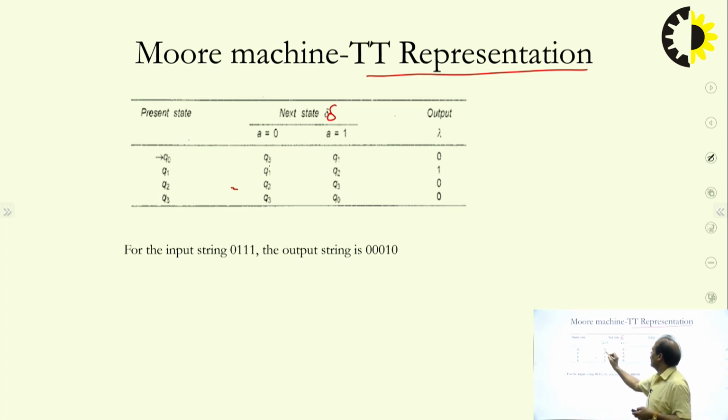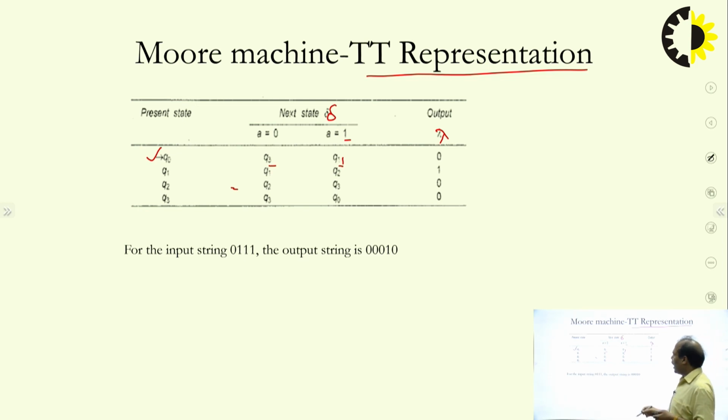Q0, 0, you are going to Q3. Same thing, input 1 is Q1. This is the delta which we have been discussing in DFA and NFA. This is output, and this output is function of the current present state only. Output is not being affected by input.